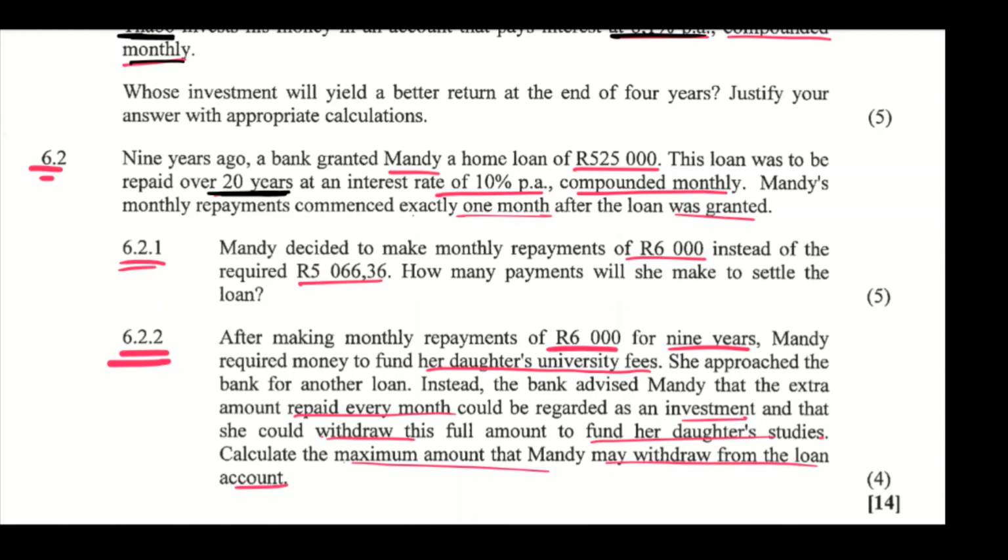So remember, Mandy was supposed to pay an amount of 5,066 rand 36 cents for the loan of 525, right? But Mandy paid more than that, so Mandy paid 6,000 rand. So there's a remainder amount from the loan that she can use to actually pay for these fees. So we are mostly interested in the difference between this 6,000 rand and this 5,000 rand, and then we're going to calculate how much money she will have left.